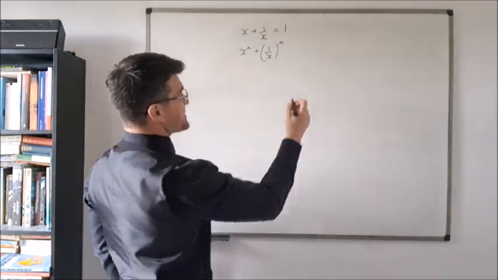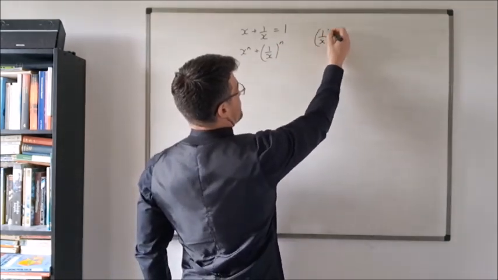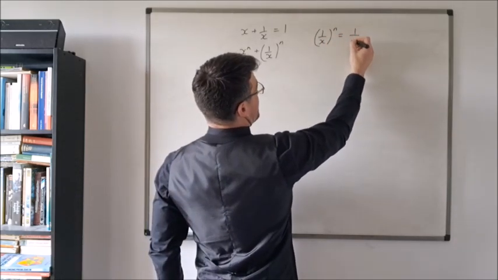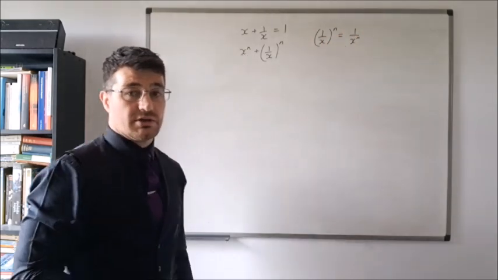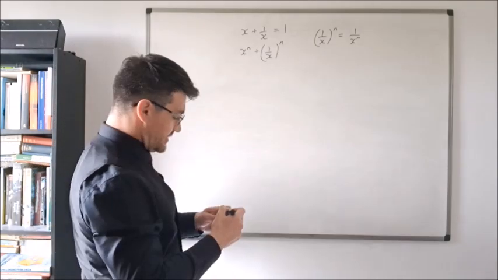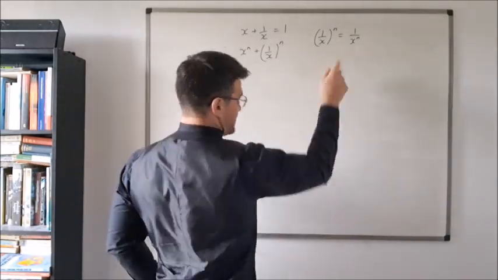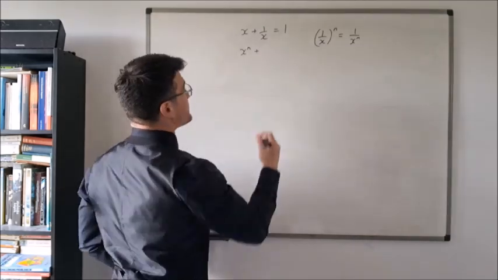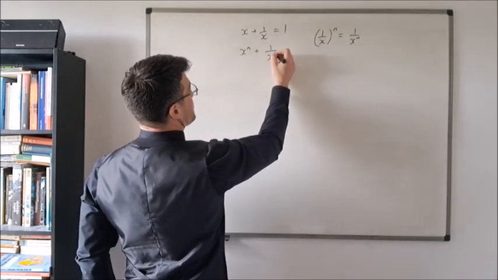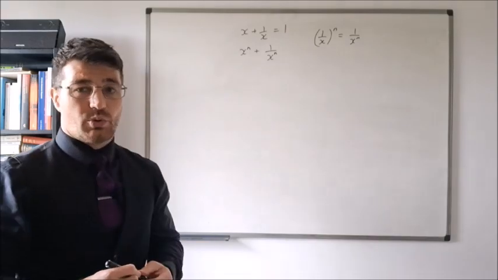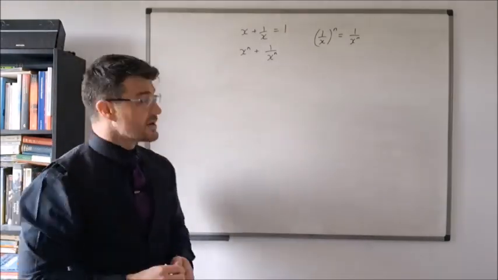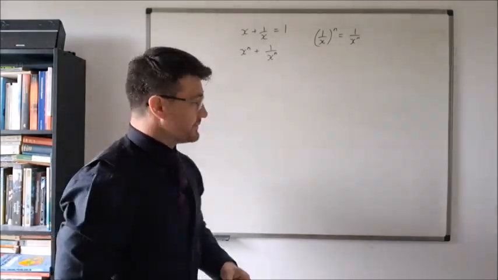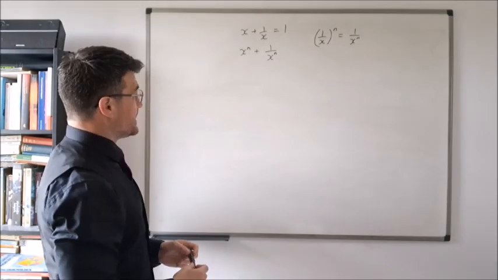Now, because 1 over x to the power of n, the nth power of the reciprocal, is equal to the reciprocal of the nth power of x, I'm going to write this as 1 over x to the power of n instead. So we've got a problem that's equivalent to the one in the book, but symbolically it's slightly different. But it doesn't make any difference.